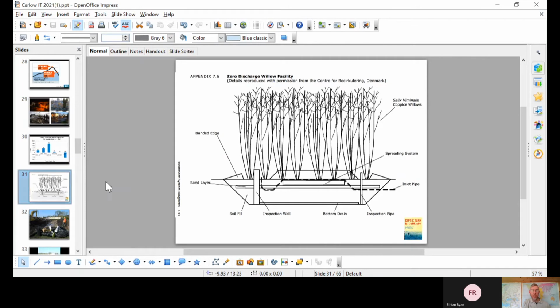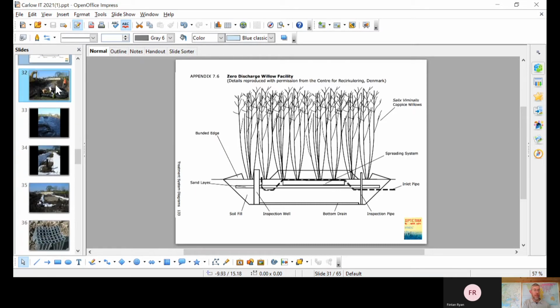So this is a diagram of your standard lined zero discharge willow system from Denmark. We've got a pumped feed, which rises up over a spreading media system, and that all sits on a sand layer. The liquid soaks into the soil, and the willows take up the liquid then over the course of the year.